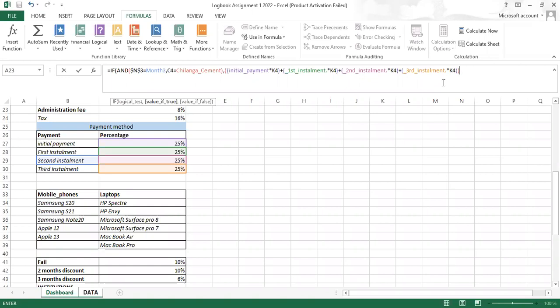So what do we want now? We want to do for Airtel. This one we can just copy, just do comma, then you copy this one and just change to Airtel.